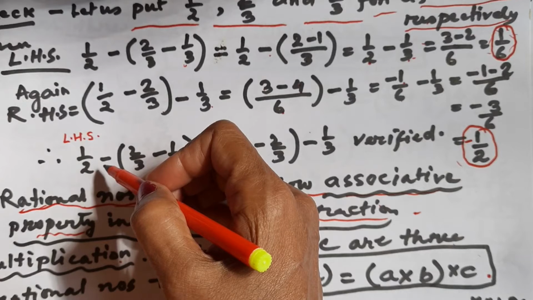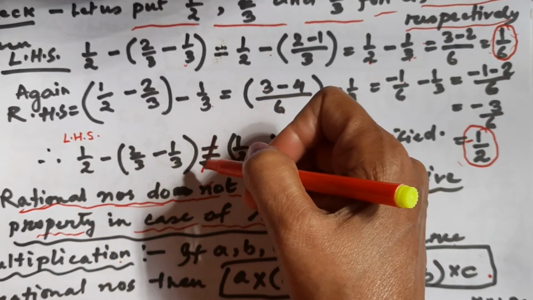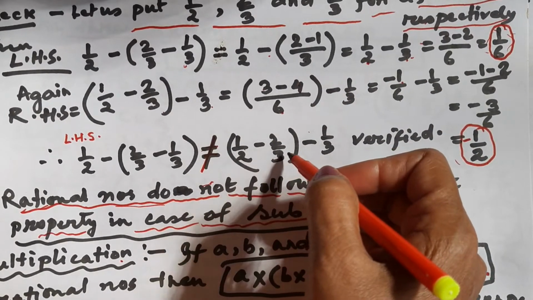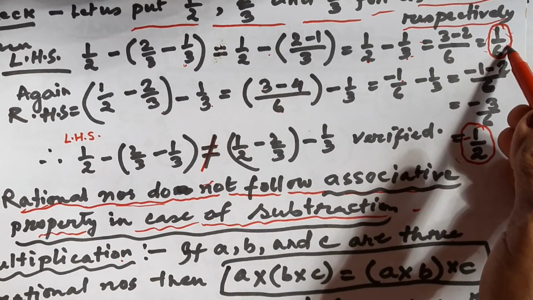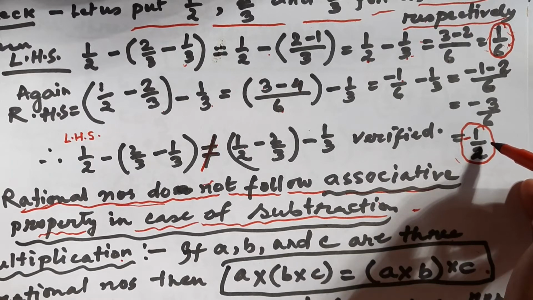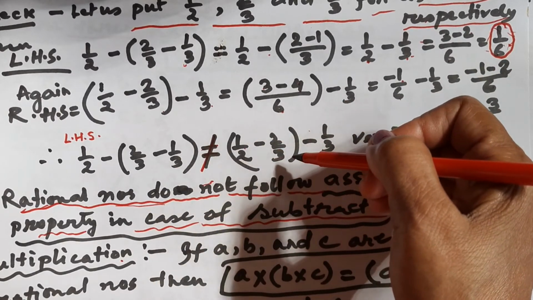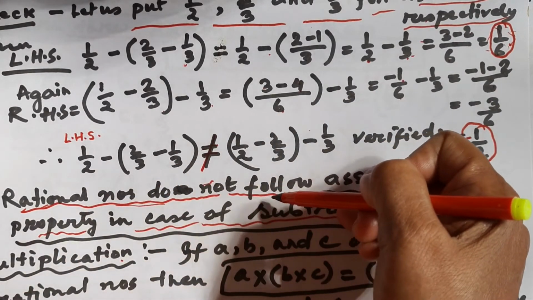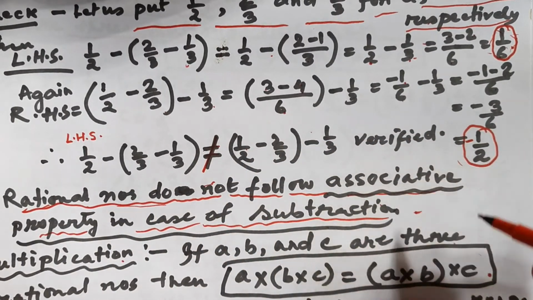Therefore LHS, 1/2 minus (2/3 minus 1/3), does not equal (1/2 minus 2/3) minus 1/3. We have found different results. Here it is 1 by 6, and in the right side the result is minus half. Therefore the LHS and RHS are not the same, and we can write that rational numbers do not follow the associative property in case of subtraction.